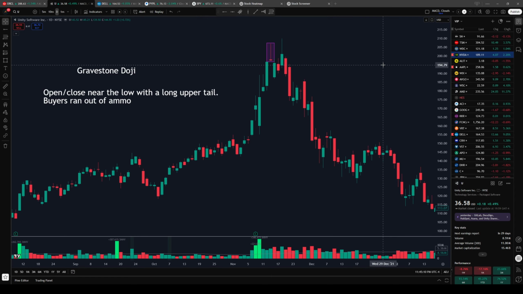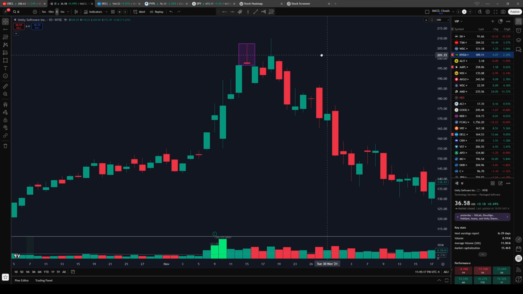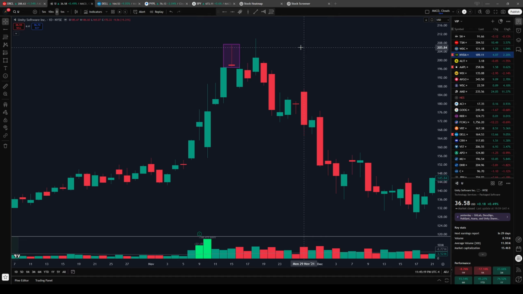All this means is that buyers ran out of ammo. Take a look at the chart. We have one highlighted here on Unity software. Keep in mind these dojis are signals, not entries. This day on Unity, buyers came in pushing the stock higher, but they ran out of gas and got met with more sellers than buyers.